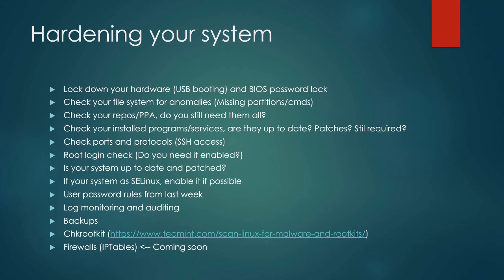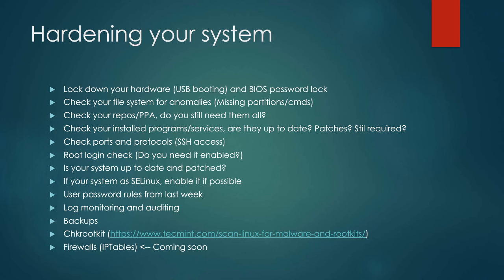Then you want to think about hardening your system. It's important to harden your system or give it some more security so that if you have a system that is publicly accessible, you are not asking for trouble. Some examples of hardening systems can include locking your hardware or doing BIOS password locks. It's important to do file system anomaly checks, such as are you missing partitions. You want to make sure that you are checking your repositories semi-frequently. This is actually a really good use of diff so that you can see if anything has been changed or added to. You want to make sure that you know about all of the changes and updates and you're including them in your documentation.